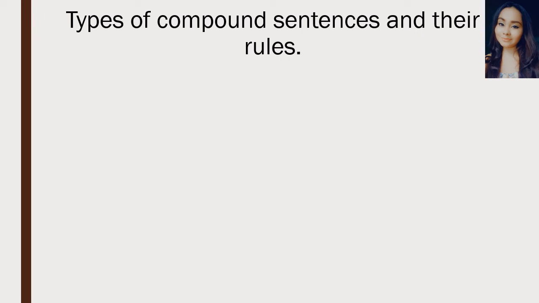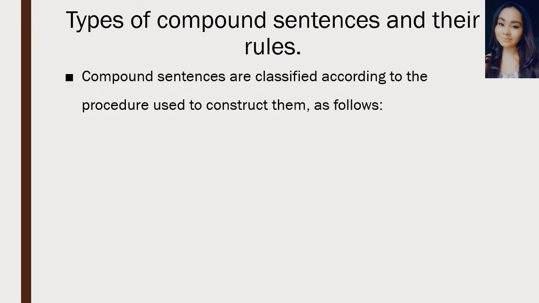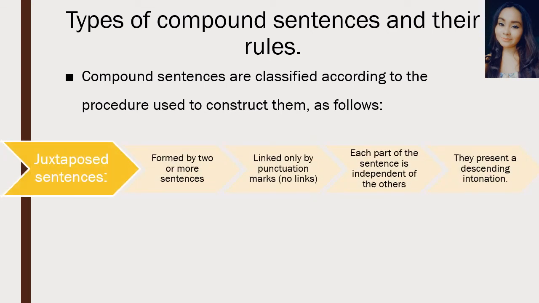Types of compound sentences and their rules. Compound sentences are classified according to the procedure used to construct them as follows. Juxtaposed sentences are formed by two or more sentences linked only by punctuation marks, with no links. Each part of the sentence is independent of the others. They present a descending intonation.